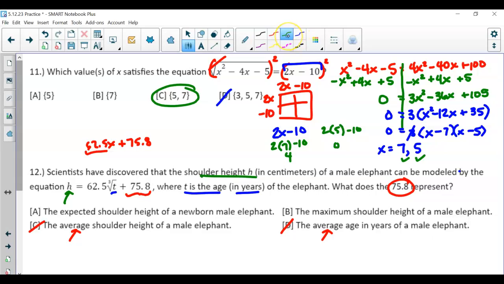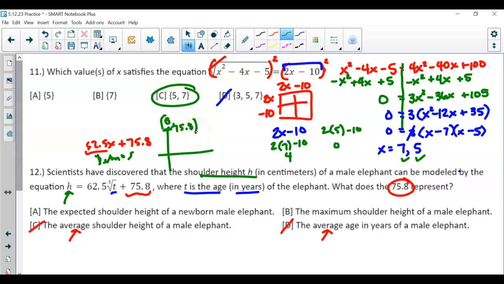Now here, we just have to remember that the 75.8 represents what? Well, if it's at the y, visually at the y, and you could graph this in Desmos as well. If you were to graph this in Desmos, you would see that this graph is starting way up here at 75.8. But this is at 0. The point is 0, 75.8.